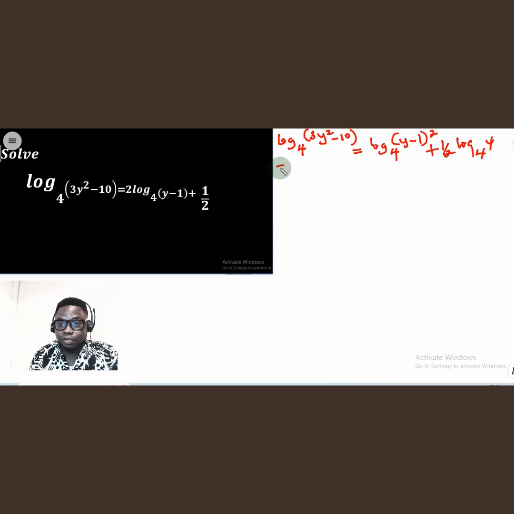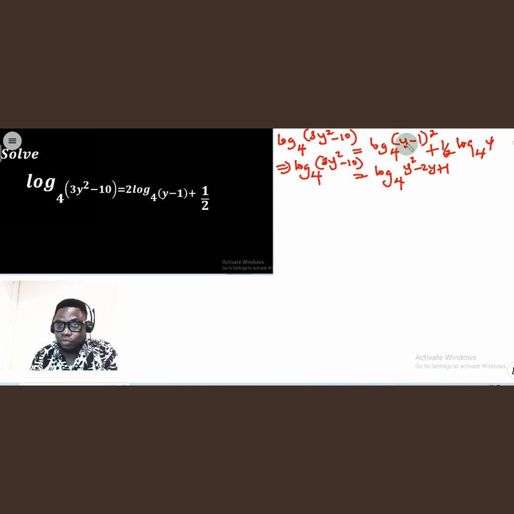Now this is the same thing as, I'm going to write log 4 raised to the power of 3y squared minus 10 is equal to, expanding this is going to give me log 4 raised to the power of y squared minus 2y plus 1. I'm going to explain here.